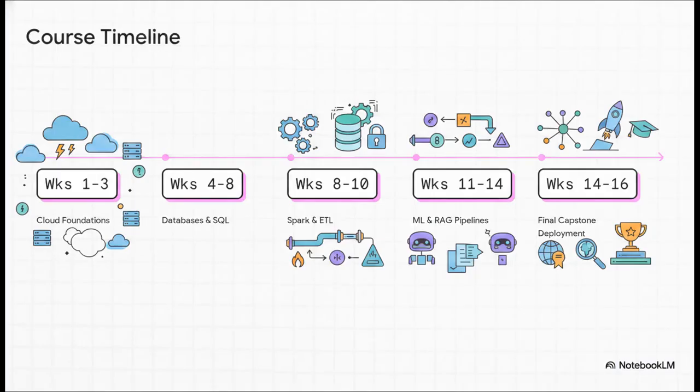Let's zoom out for a second and look at the big picture timeline. Over these 15 weeks, your skills are going to stack in a beautifully logical way. You start with Cloud Foundations in weeks 1 through 3. Then you master databases and SQL. By weeks 8 to 10, you're building extract, transform, load pipelines with Spark. Weeks 11 through 14, you dive straight into machine learning and cutting-edge retrieval augmented generation, or RAG, pipelines. And it all comes together in weeks 14 to 16 with your final capstone deployment.